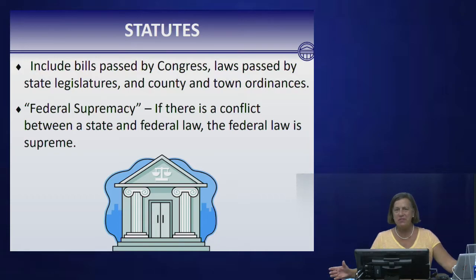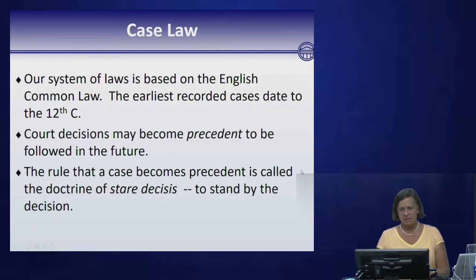All right, so what if there's a conflict between a federal law and a state law? We have this doctrine called federal supremacy. If there is a conflict between a state and a federal law, the federal law governs. In other words, the federal law is supreme. Oh, I went a little bit too fast there, so let me back up.